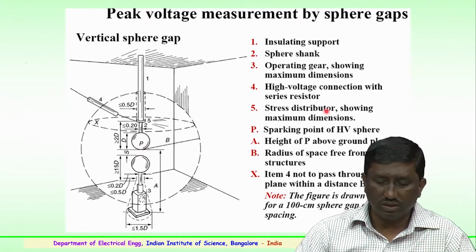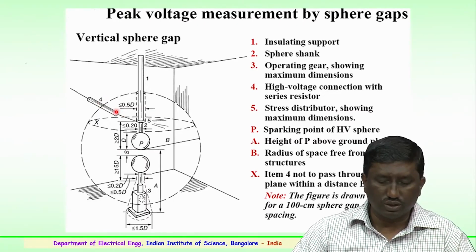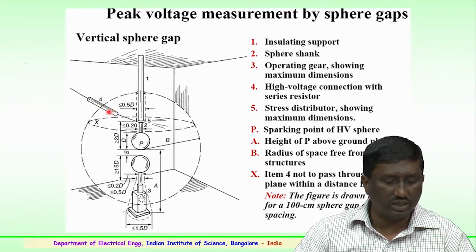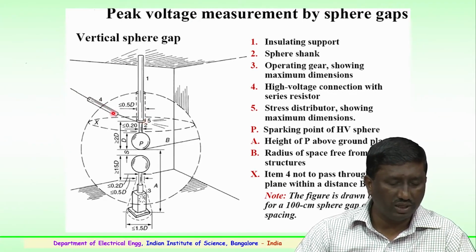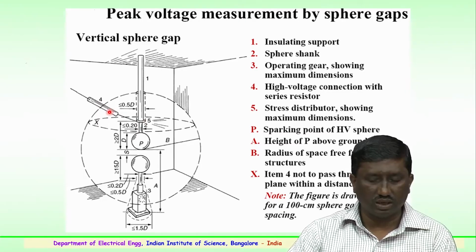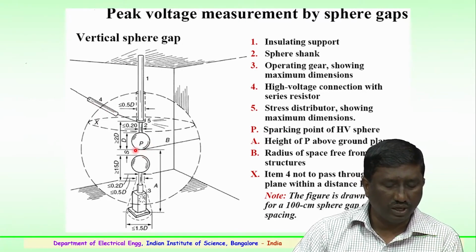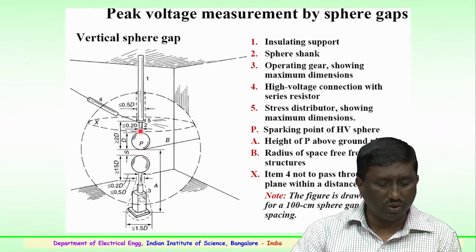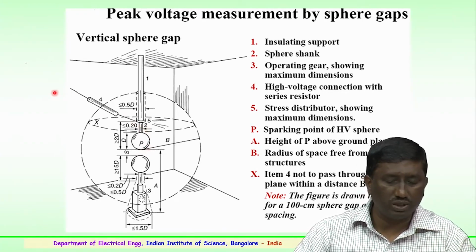So, the high voltage connection is given here with the help of a series resistor. This high voltage connection is connected to a metallic end of the shank, and we have a series resistor. This series resistor is important in case of a flashover: pitting on the spheres is avoided, and during the flashover the current will be limited to the source.